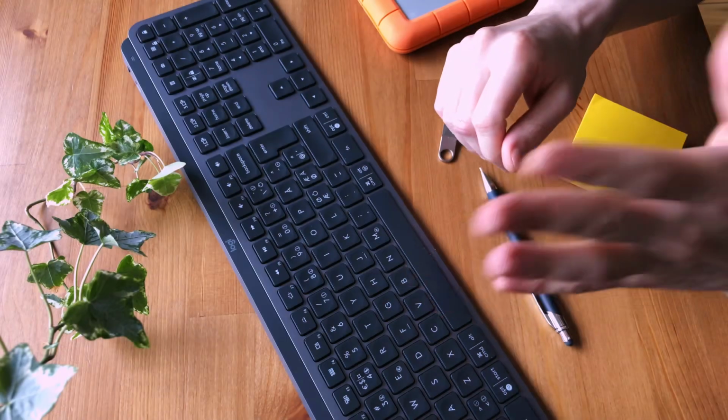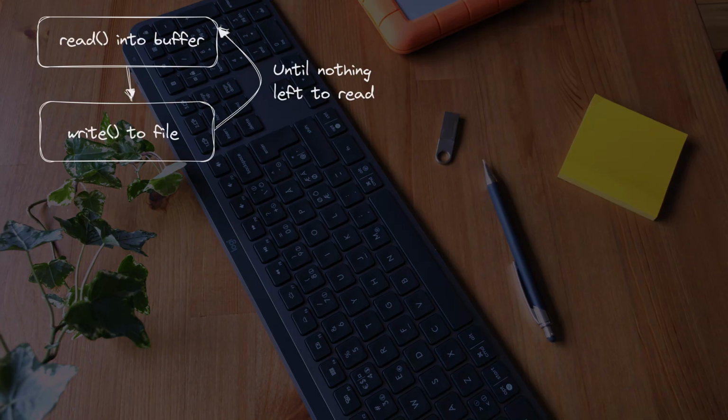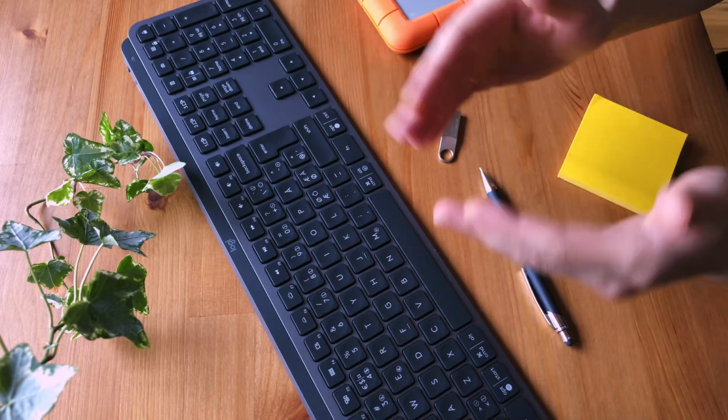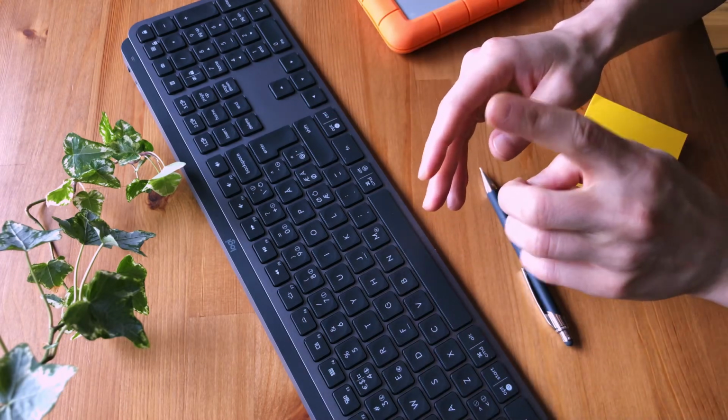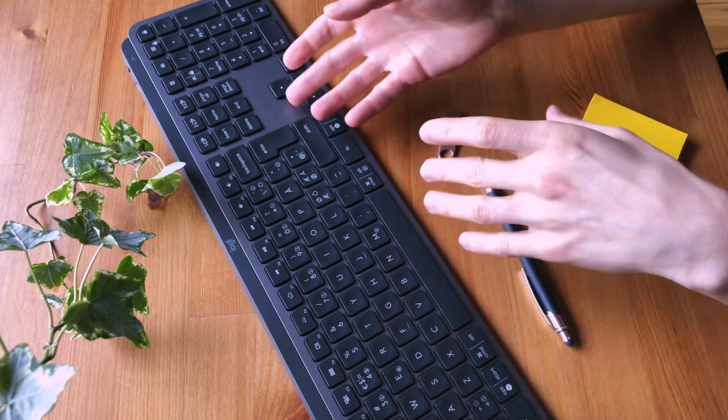Excellent. Let's do the same thing now, but with io_uring. Here's a schematic of the read-write version. And here's what the same structure looks like when using io_uring. We'll avoid issuing parallel requests. We'll just have a basic loop doing a read and a write at a time. The important bit is that we block and wait for the completion entry for every submission we do.